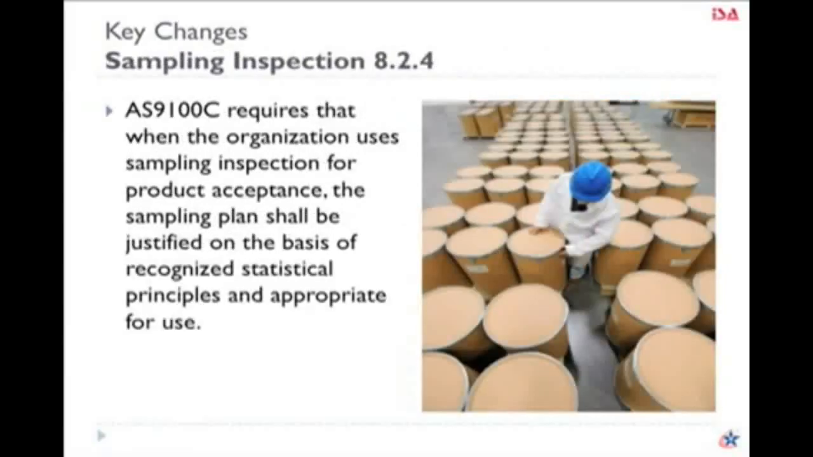AS9100C requires that when the organization uses sampling inspection for product acceptance, the sampling plan shall be justified on the basis of recognized statistical principles and appropriate for use. The rationale was that numerous requests were received to improve the sampling clause, and that the way it was previously written confined organizations, even though other plans could still be proven statistically valid.